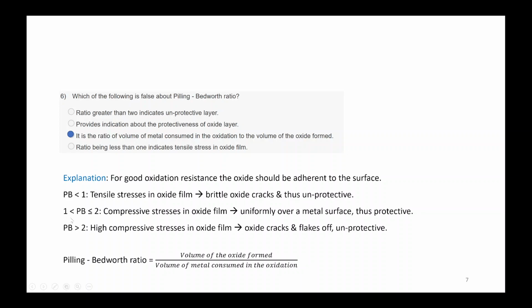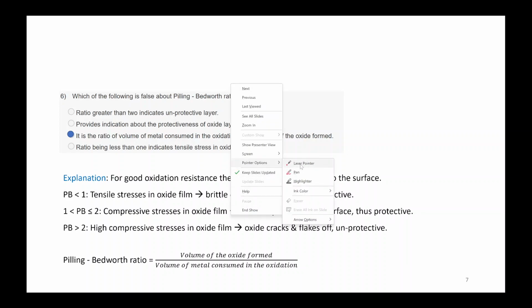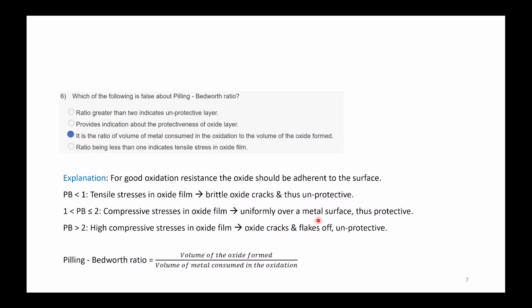And if it is in between 1 to 2, then there will be compressive stresses in oxide film, and it will spread uniformly over a metal surface, making a protective layer. And if it is greater than 2, then there will be highly compressive stresses in oxide film, and this oxide will crack and flake off, and it will give an unprotective layer.